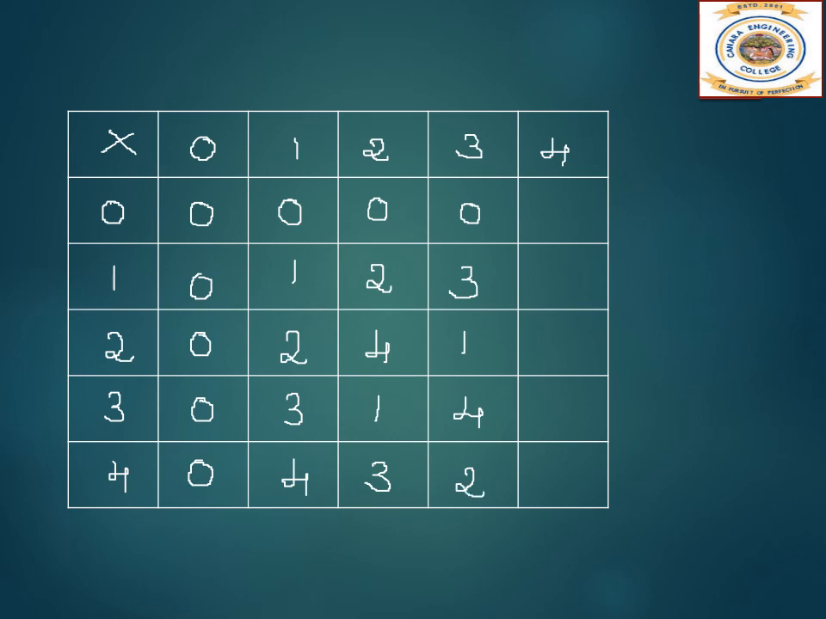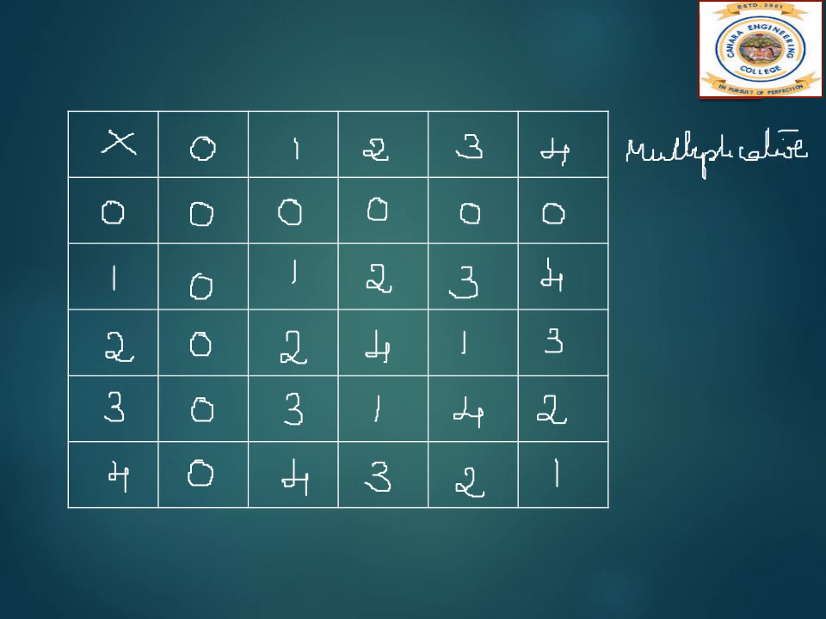So now coming to the last column. 4 into 0 is 0. 4 into 1 is 4. 4 into 2 is 8. 8 mod 5 is 3. Next is 4 into 3 is 12. 12 mod 5 is 2. Next is 4 into 4. 4 into 4 is 16. 16 mod 5 is 1. So now we are done with the table entries. Now let us see the multiplicative inverse. So we have to write the multiplicative inverse. Let me write it here only.